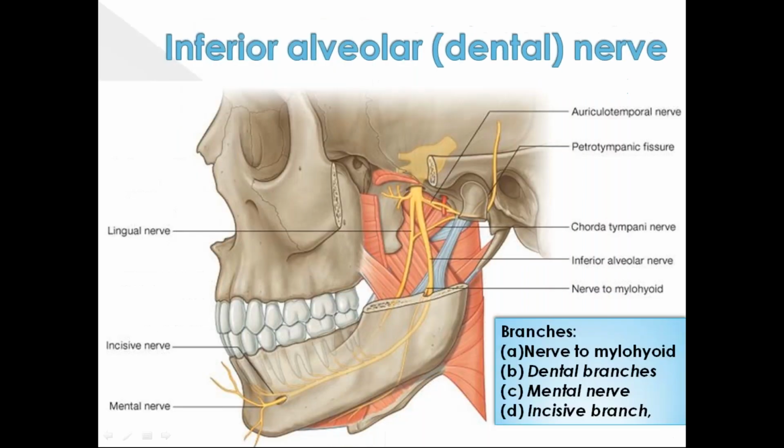In the previous picture, you can see this is the inferior alveolar nerve, and this is the lingual nerve. There will always be some communicating branch between these two nerves. So totally there are 4 branches from the inferior alveolar nerve. One is the nerve to mylohyoid, which is purely motor and supplies the mylohyoid muscle and anterior belly of digastric, and 3 sensory branches: dental branch, mental nerve, and incisive branch.